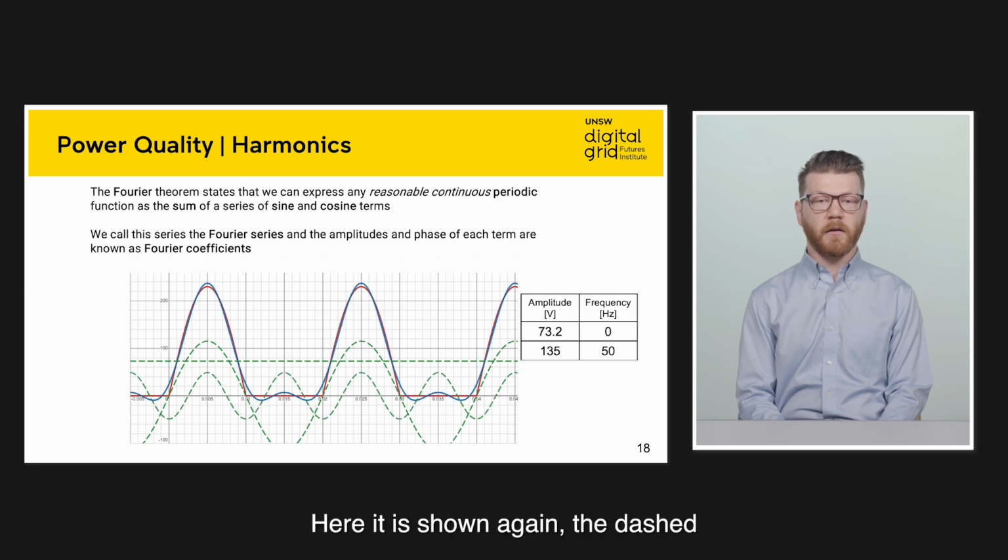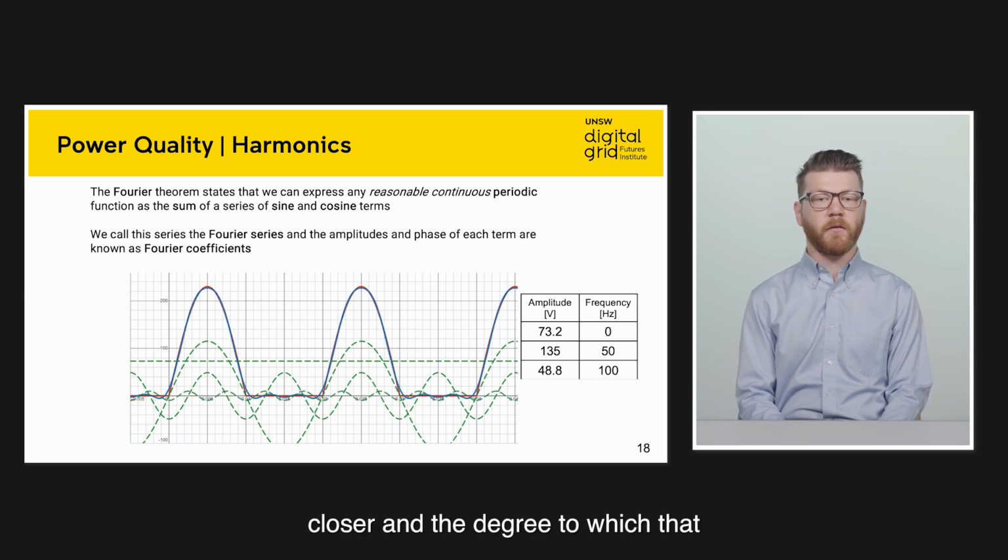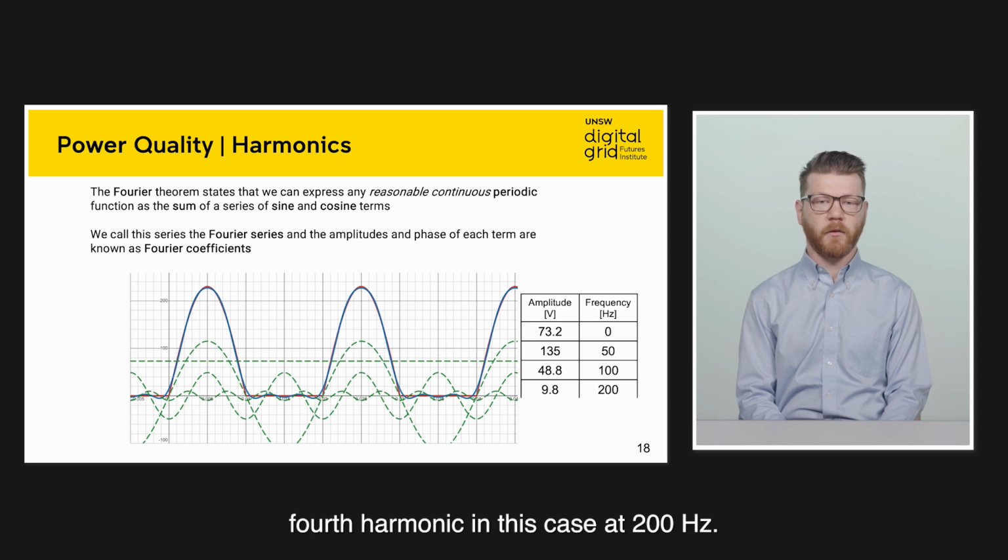Here it is shown again in the dashed dotted line, and the sum, now shown in blue, is approaching much more closely the waveform we expect to see in red. This component has a much lower voltage and has a frequency of 100 Hz. We can keep adding these terms up to an infinite number, and eventually we're guaranteed to perfectly replicate the original waveform. But you can see with each new term that we've added, we're getting closer and closer, and the degree to which that term contributes is smaller and smaller. So these higher frequency harmonics are less important than the low frequency terms. Just for completeness, here's the fourth harmonic, in this case at 200 Hz.